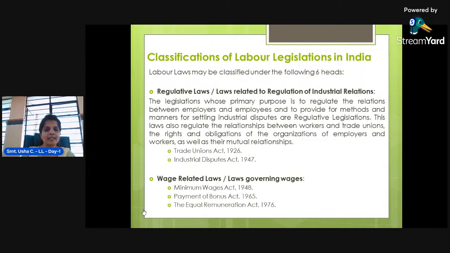These include the Minimum Wages Act 1948, the Payment of Bonus Act 1965, and the Equal Remuneration Act of 1976. These are the laws relating to the wage earners. Next is the Trade Union Act.